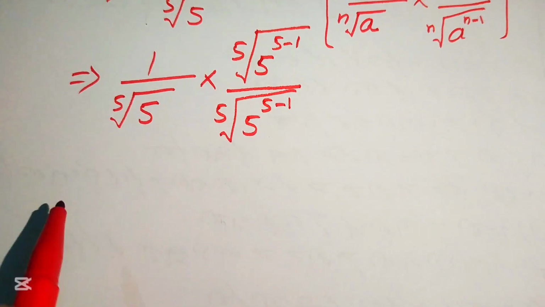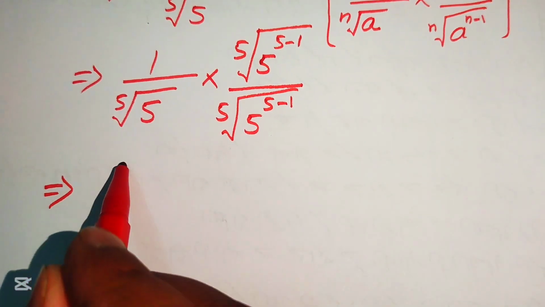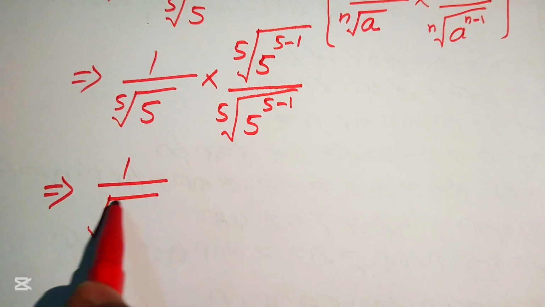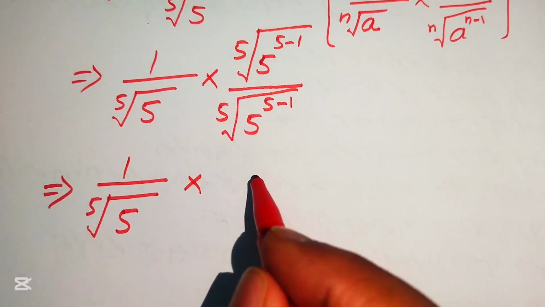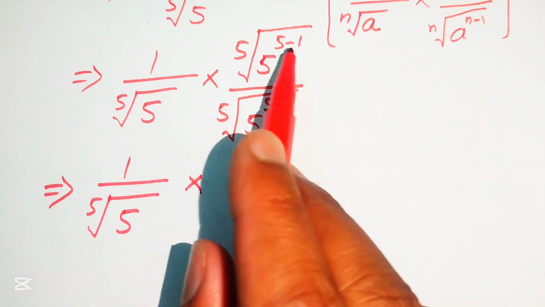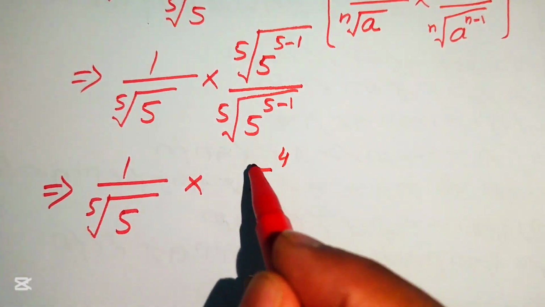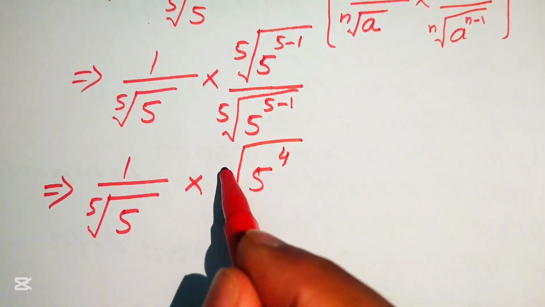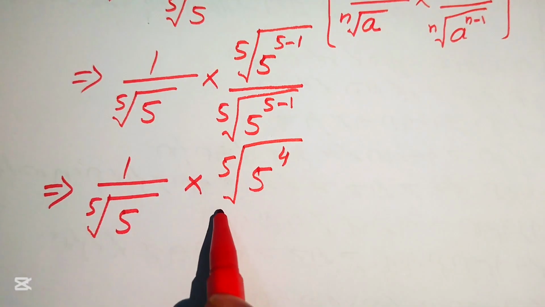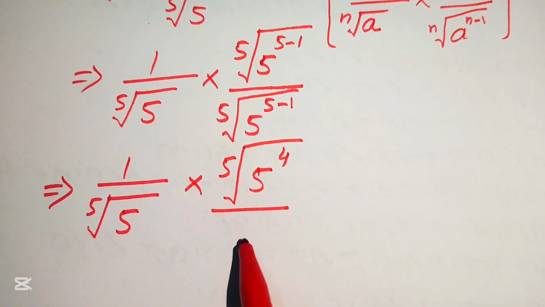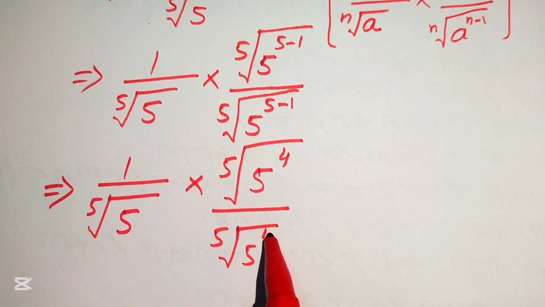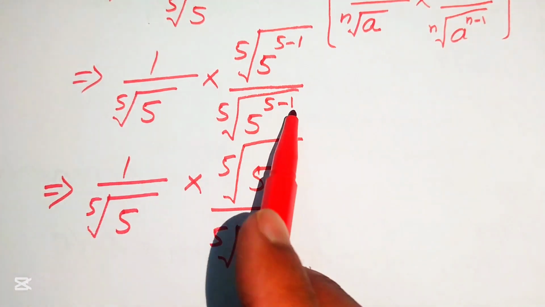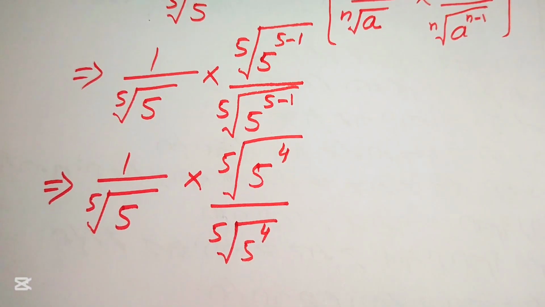Here we need some simplification, so we write it as 1 over the fifth root of 5, multiplied by the fifth root of 5 to the power of 4, divided by the fifth root of 5 to the power of 4, because here again 5 minus 1 becomes 4.